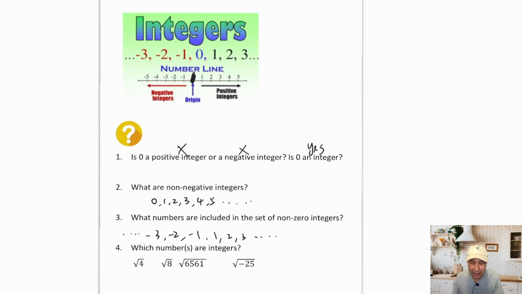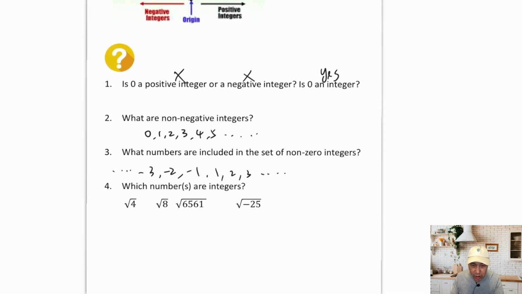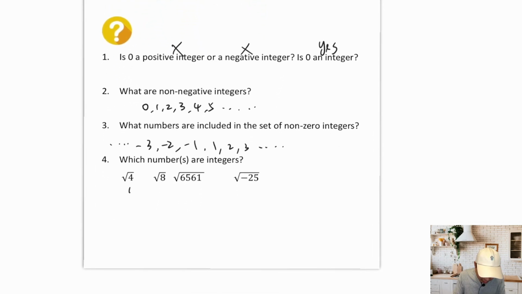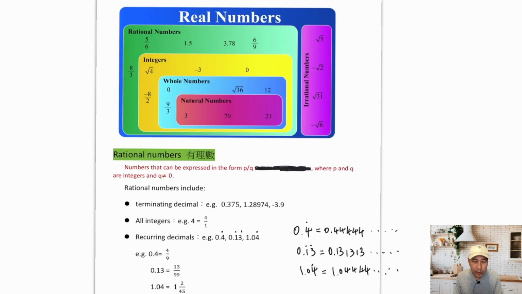Which numbers are integers? Perhaps we need to use a calculator. The square root of 4 is 2. The square root of 6561 is 81. And you can check the square root of negative 25. It will give you an error message. So in this case, we can say that the square root of 4 and the square root of 6561 are integers.